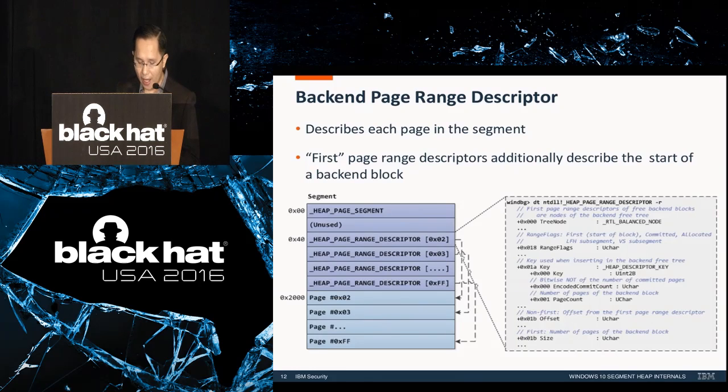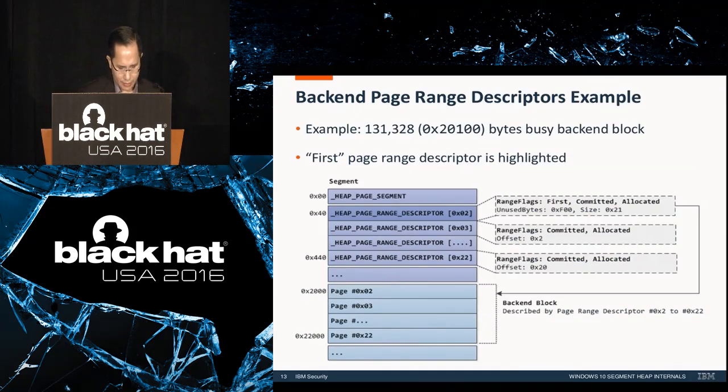Finally, another important item to discuss is that for free backend blocks, their first page range descriptor is inserted into a backend free tree. And when inserting the first page range descriptor, the key field here is used. I'll further discuss the backend free tree and the key field in a later slide.